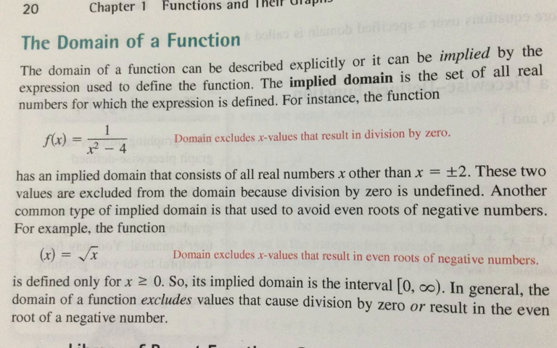In general, the domain of a function excludes values that cause division by 0 or result in the even root of a negative number. So again, when they're talking about even root, it's what we talked about before. We can't take a square root or a 4th root, 6th root, 8th root. That's what they mean by even root. But you can take a cube root of a negative, because I can multiply 3 things together to get a negative. But I can't multiply 2 or 4 or 6 and get something that's negative.